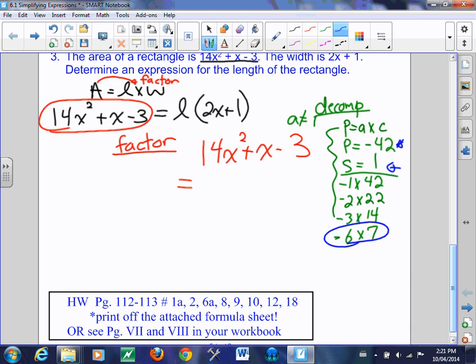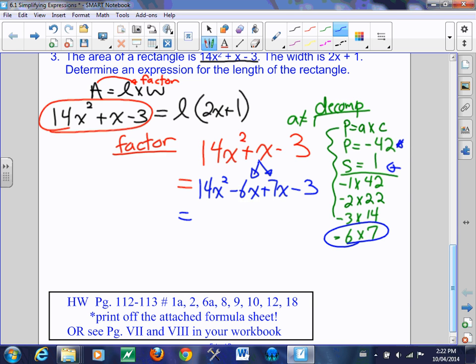And remember decomposition, we take it a little different. We split the middle term. So you rewrite the first term as is, so 14x squared. The middle term we split, so it's going to be minus 6x plus 7x minus 3. Notice, ladies and gentlemen, when I split the middle term, I've kept it balanced, because if you take 7x subtract 6x, you still have 1x. So I've left it the same.